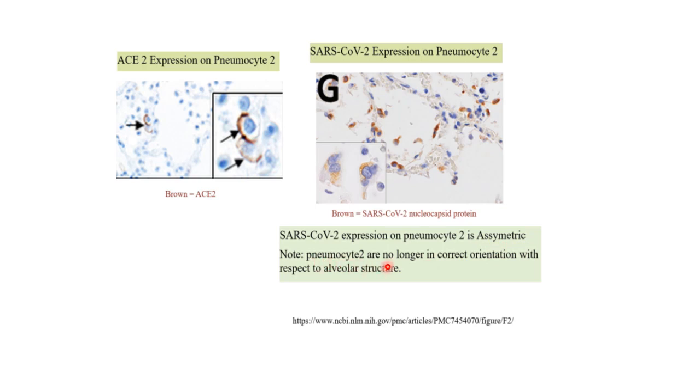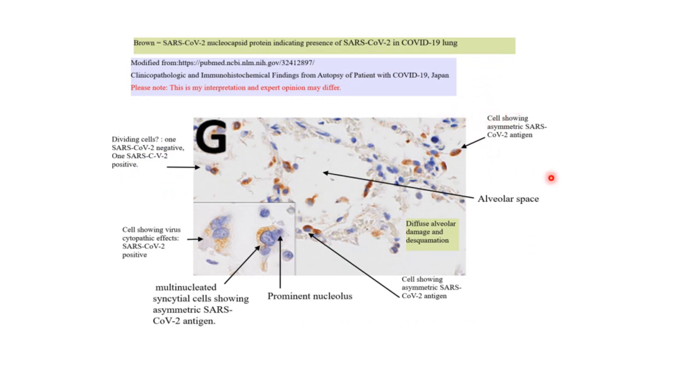Note that pneumocytes are no longer in correct orientation with respect to alveolar structure. So the alveolar structure has been disrupted. Pneumocytes are no longer where they should be, in the orientation they should be, but we can see that SARS-CoV-2 expression is asymmetric. This is a slide with more detailed labeling, but please note this is my interpretation and expert opinion may differ. So as we said earlier, SARS-CoV-2 expression asymmetrically on this side of the membrane but not on this side. Alveolar airspace here.